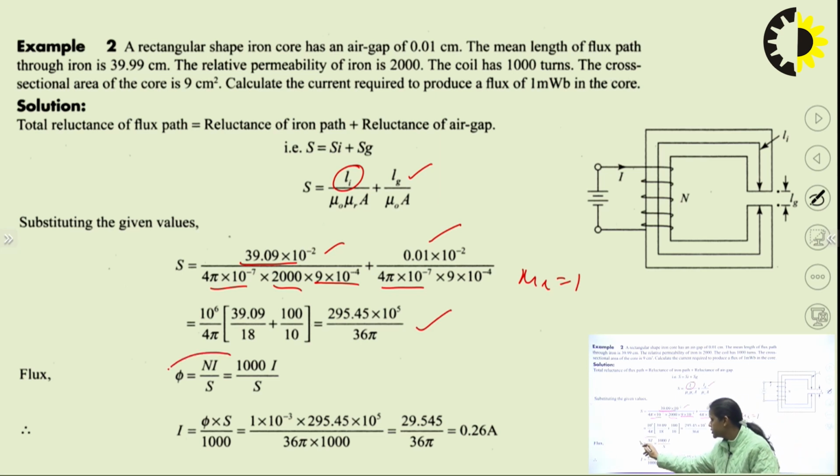So we know this relation, right? Phi is equal to Ni by S. And we have to calculate the I. So putting all the values, you will get 0.26 ampere here.